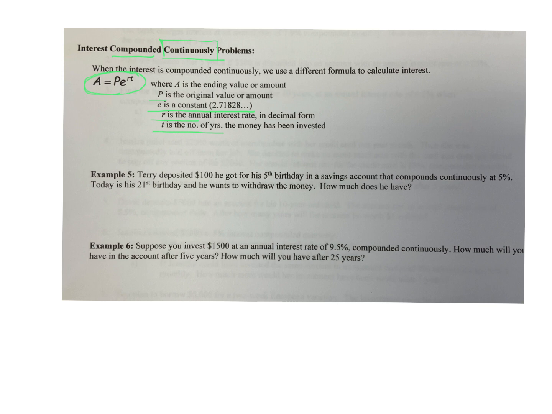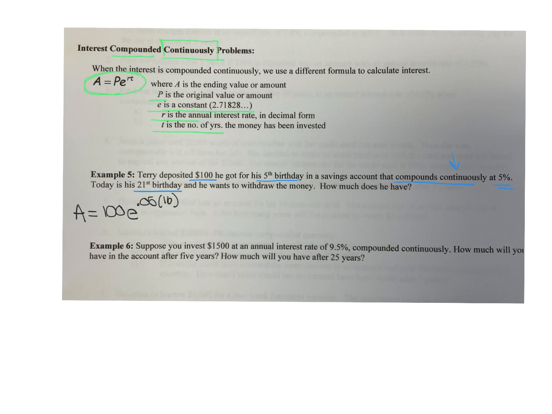So let's try this. Terry deposited $100 that he got for his 5th birthday in a savings account that compounds continuously at 5%. Keyword: continuously. Today is his 21st birthday. How much money will he have to withdraw? So my ending amount is going to equal my principal, which is my 100, times e to the rate, 0.05, times t, which is how many years. If it was his 5th birthday and now it's his 21st birthday, that was 16 years.